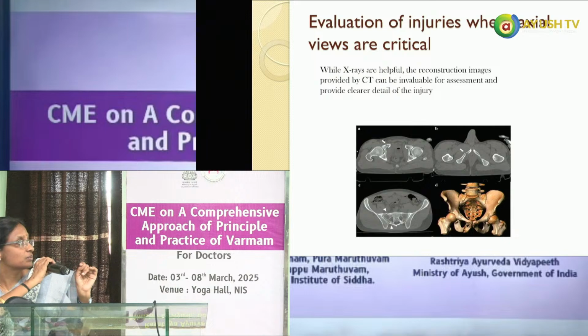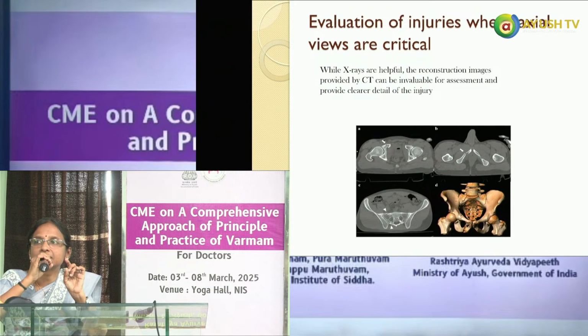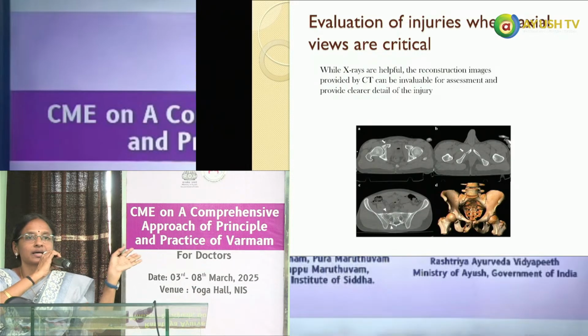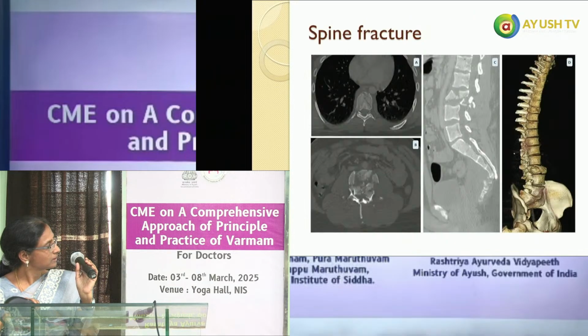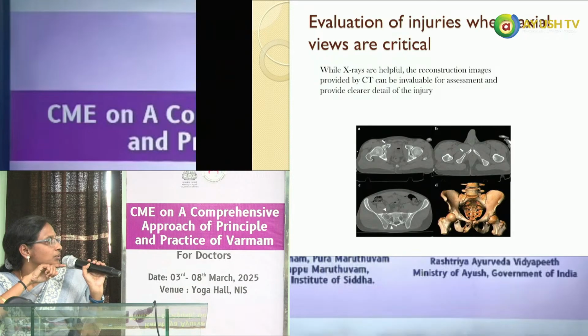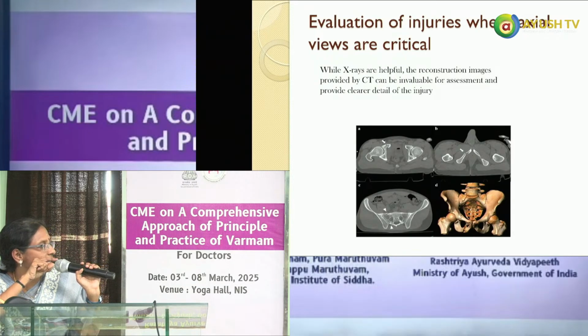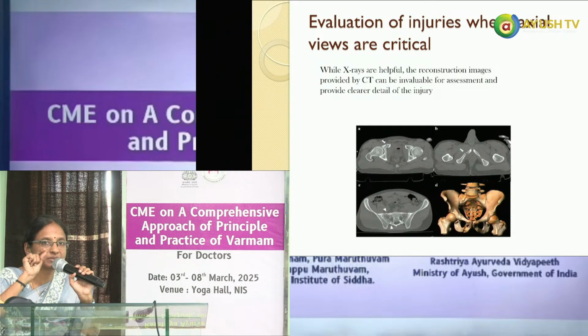Evaluation of injuries where axial views are critical. So axial views, I told you two places. One is spine, another pelvis. So this is CT images of the pelvis. Okay. So CT image of the pelvis la and the arrow head mark பண்ணிருக்கிற இடத்துல there has been fractures.